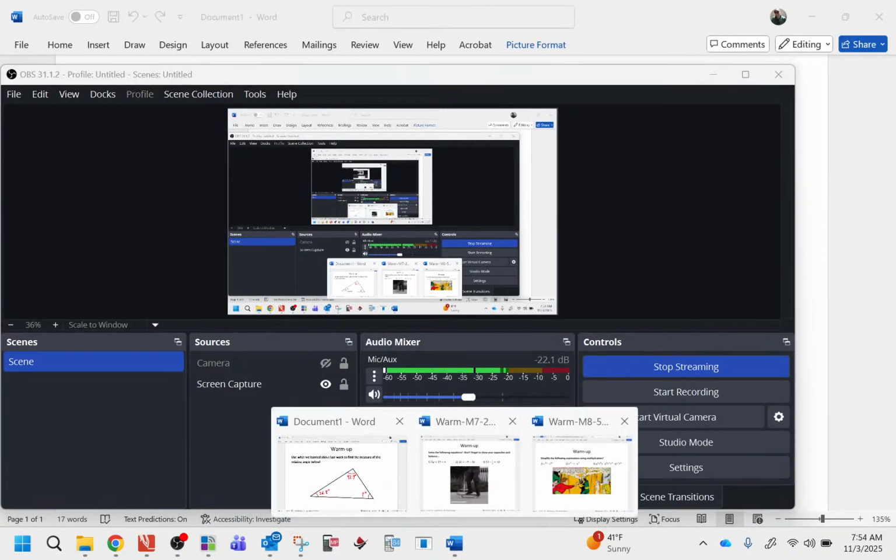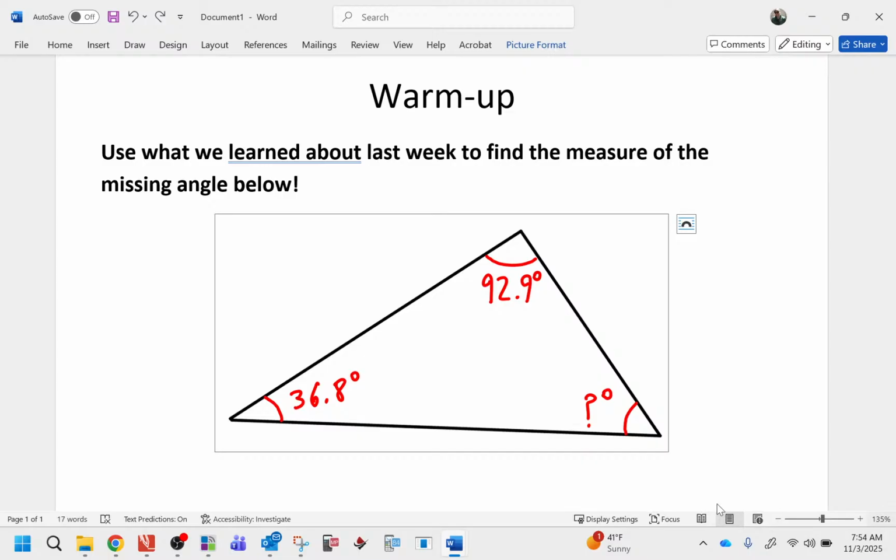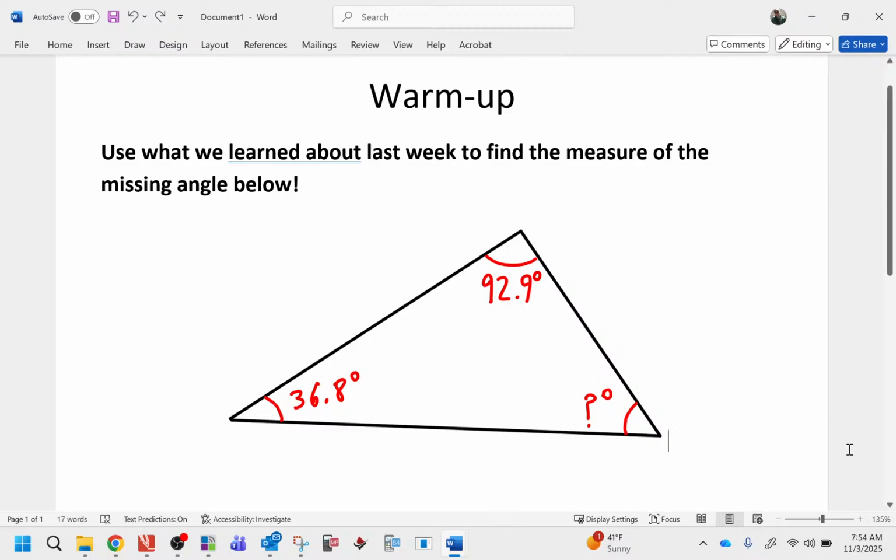Okay, those of you at home, here's your warm-up right here. Use what we learned about last week to find the measure of the missing angle below. We are ready to go, so you're going to want to pause the video and get this going, and here we go.